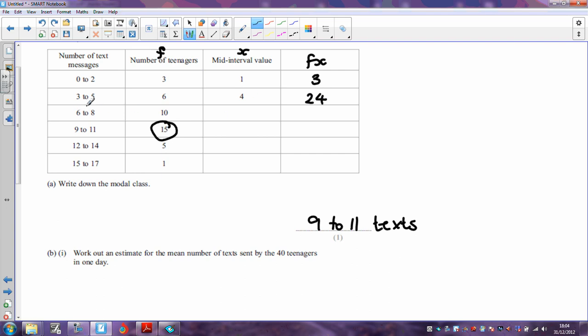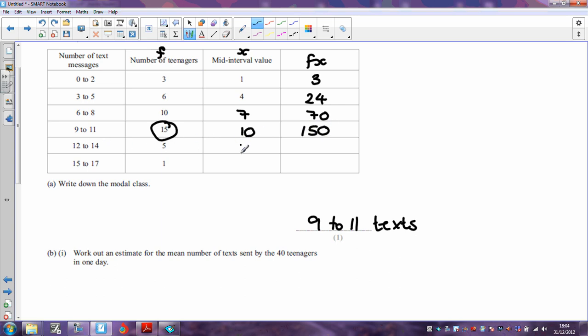Now, if we carry on, the midpoint of the 6 to 8 group is 7. So 10 times 7 comes out as 70. So they sent roughly 70 texts between them. 9 to 11, well, that's about 10 texts each. 15 times 10 then is 150. So those ones sent about 150 texts.